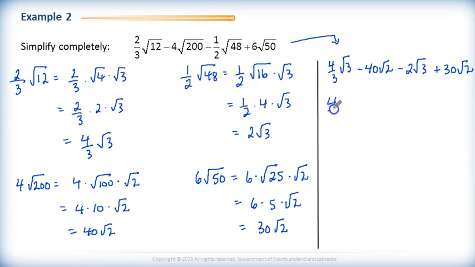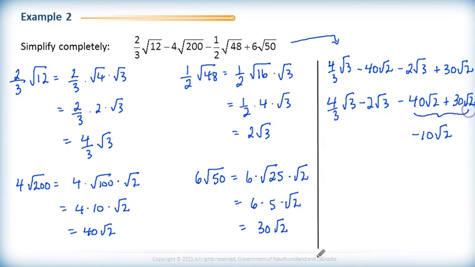Getting our like terms together, 4/3 root 3 minus 2 root 3 and minus 40 root 2 plus 30 root 2. This one's pretty straightforward. Negative 40 plus 30 is negative 10 root 2 when we subtract or add those.